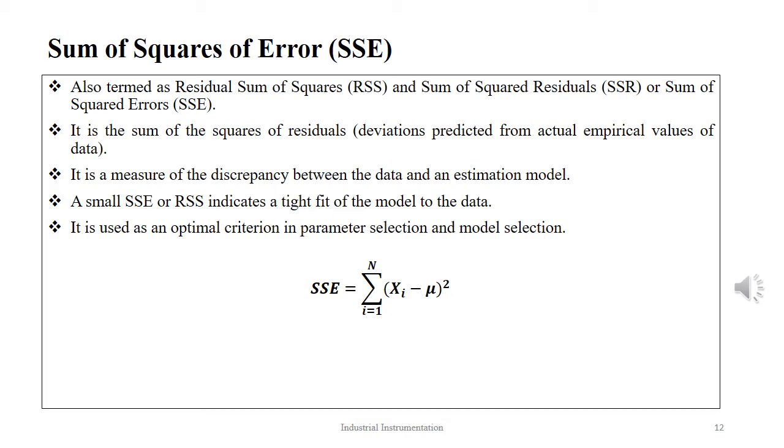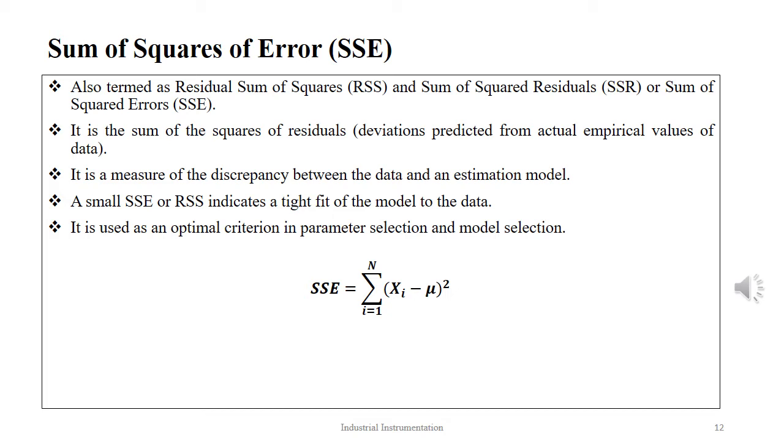Sum of squares of error, SSE, is also termed as residual sum of squares, RSS, sum of squared residuals, SSR, or sum of squared errors, SSE. It is the sum of the squares of residuals, deviations predicted from actual empirical values of data. It is a measure of the discrepancy between the data and an estimation model.